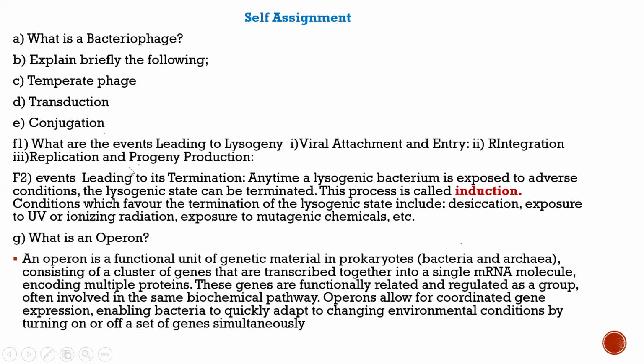Then an event that can lead to lysogenic termination is uncomfortable or adverse conditions, just like I explained. When this lysogeny, that is the integrated bacteriophage in the bacterial chromosome, is there dormant, an unfavorable condition like desiccation, or exposure to maybe UV rays or chemicals, can lead to the lytic cycle. We saw it in the diagram that I showed.